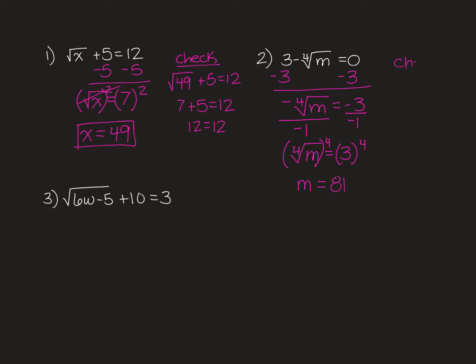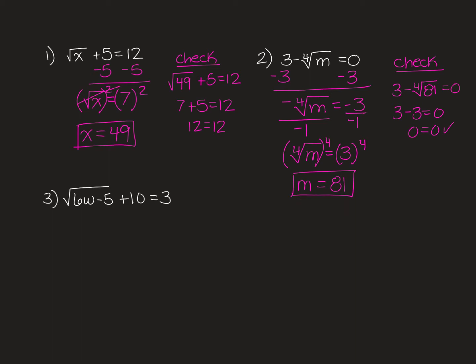Check your answer. 3 minus the 4th root of 81, does that equal 0? Well, the 4th root of 81 is 3, so 3 minus 3 equals 0. It does work. That is your answer. Let's look at number 3.